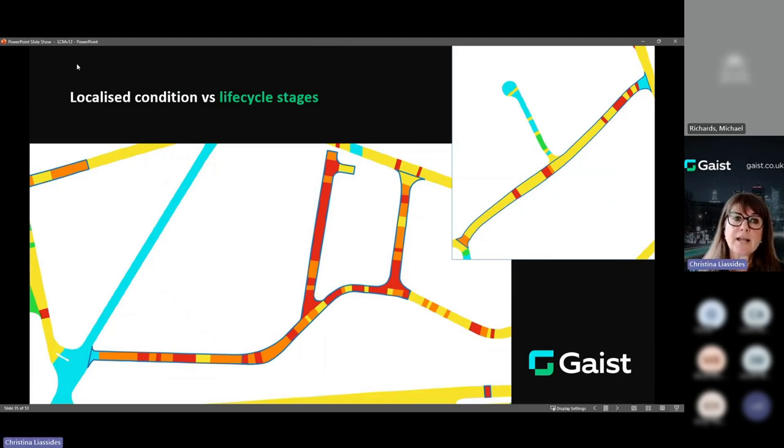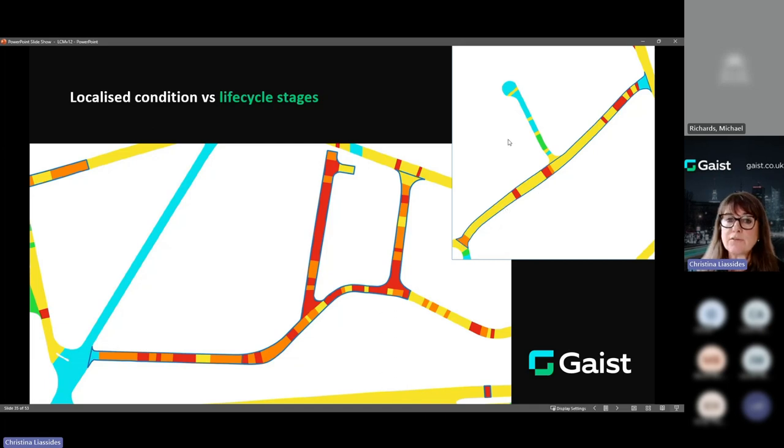Now, one of the things that we do look at is what we call localized condition versus life cycle stages. You could call that something different, but I'm going to explain what we mean by that. So localized condition is, if you like, the red, amber, green, or in Gaist's case, we use a 5 grading system. That gives us that little bit more granularity when we're looking at the highway. So blue is damage free, as new, red is very poor, amber is poor, yellow, serviceable. So average, if you like, it's okay. And then you get some green as well, which means that it's really just beginning to show some very early signs of deterioration. Okay, so that's fine.